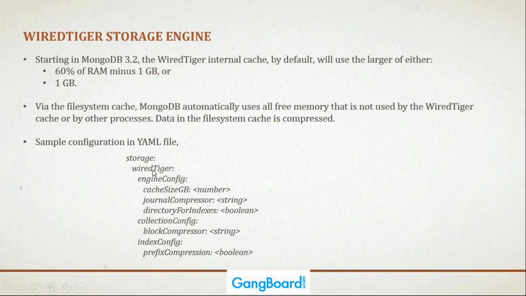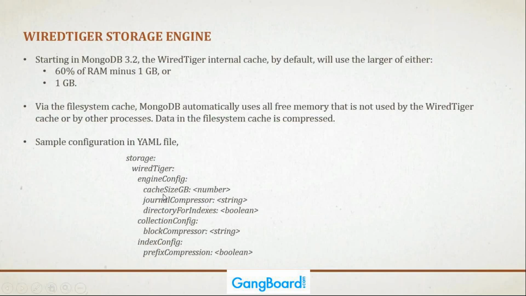If you want to change storage engines, suppose you are setting up version 3.0 but you want to use WiredTiger as the storage engine, but by default the storage engine is MMAPv1, then you need to set this YAML file with this sample setting: storage, WiredTiger, and the engine config. You can mention the cache size in GB. The default is 60% of RAM minus 1 GB.